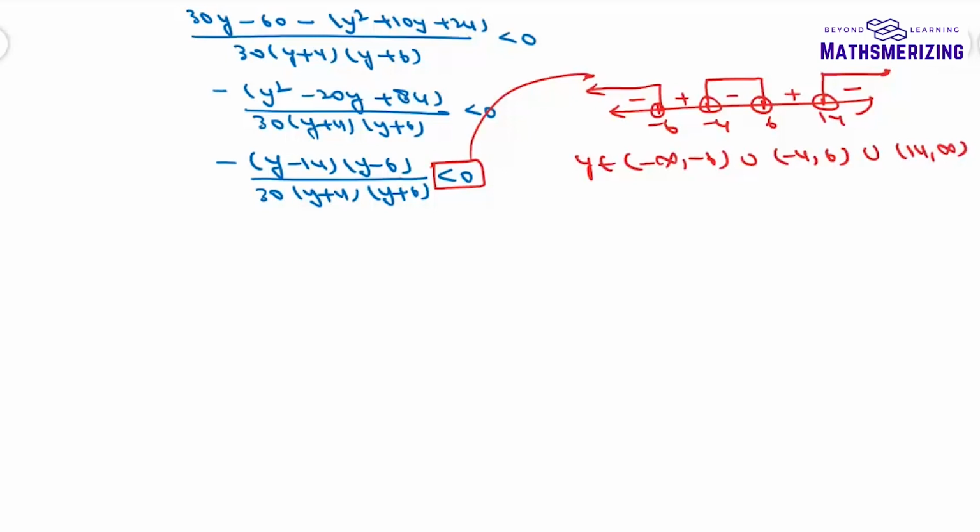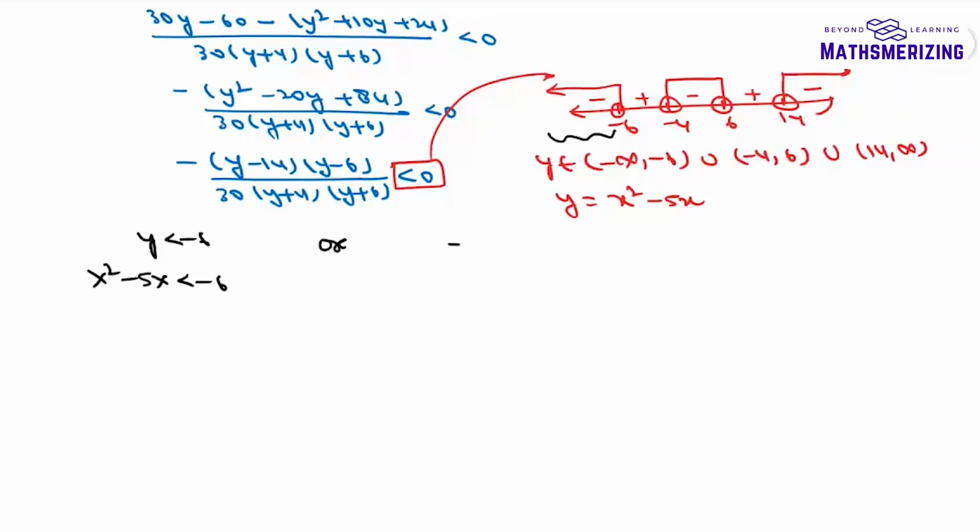So what I know is y is equal to x square minus 5x. So I need to write three cases. Case 1, when y is less than minus 6, which is x square minus 5x is less than minus 6, or y lies between minus 4 and 6, that is x square minus 5x lies between minus 4 and 6, or y is greater than 14, that is x square minus 5x should be greater than 14.